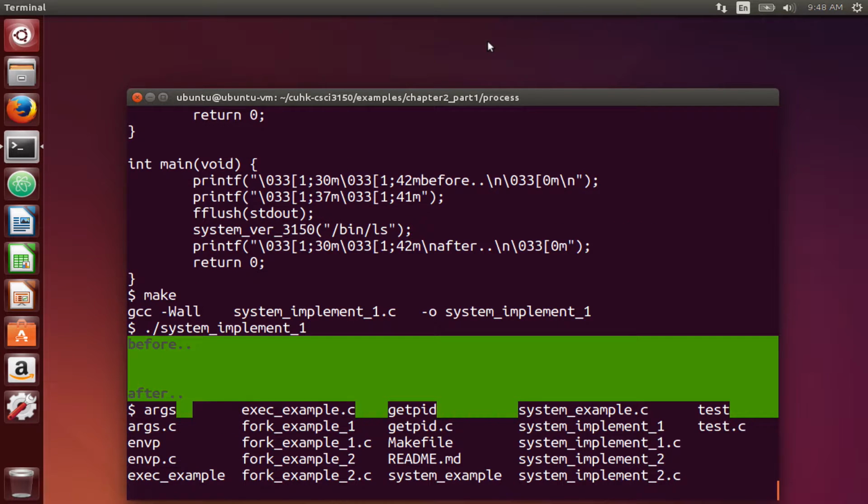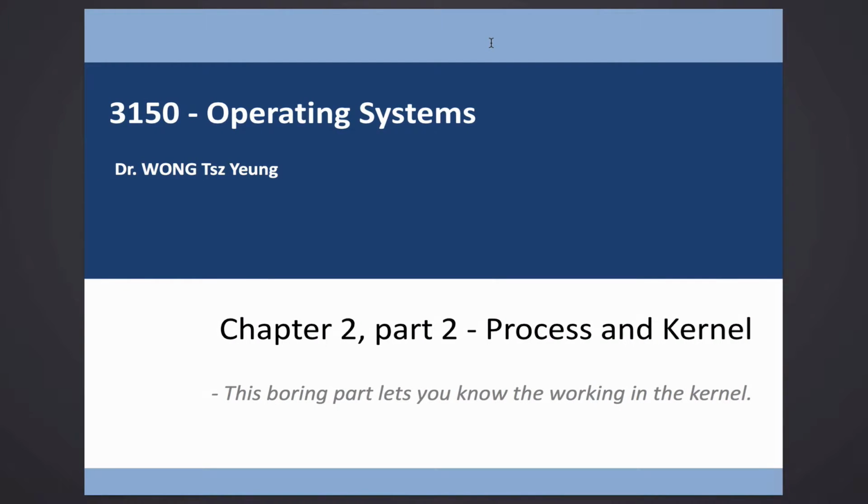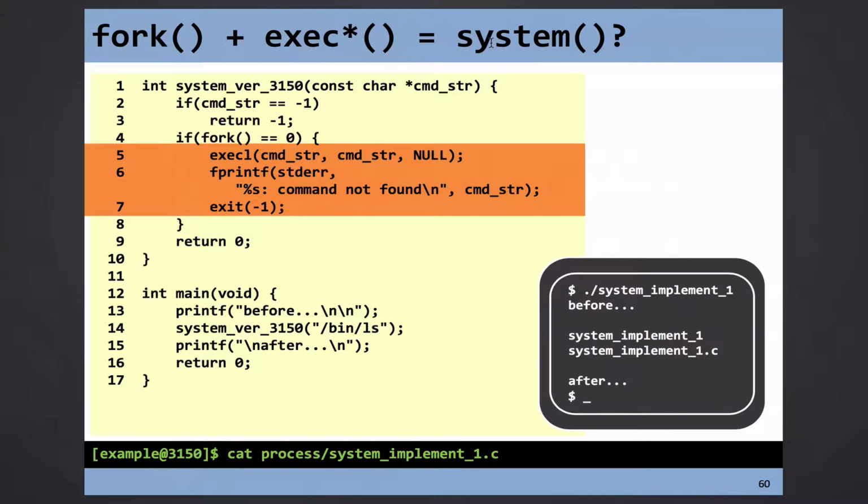Run it again. Yeah, this time it sucks. How bad it is. The colors seem to have some leakage there. Don't worry. You see the before and after just print out without the content of the LS in the middle. So what we are expecting is something like the content of the LS comes and is sandwiched by the before and after. That is what we want.